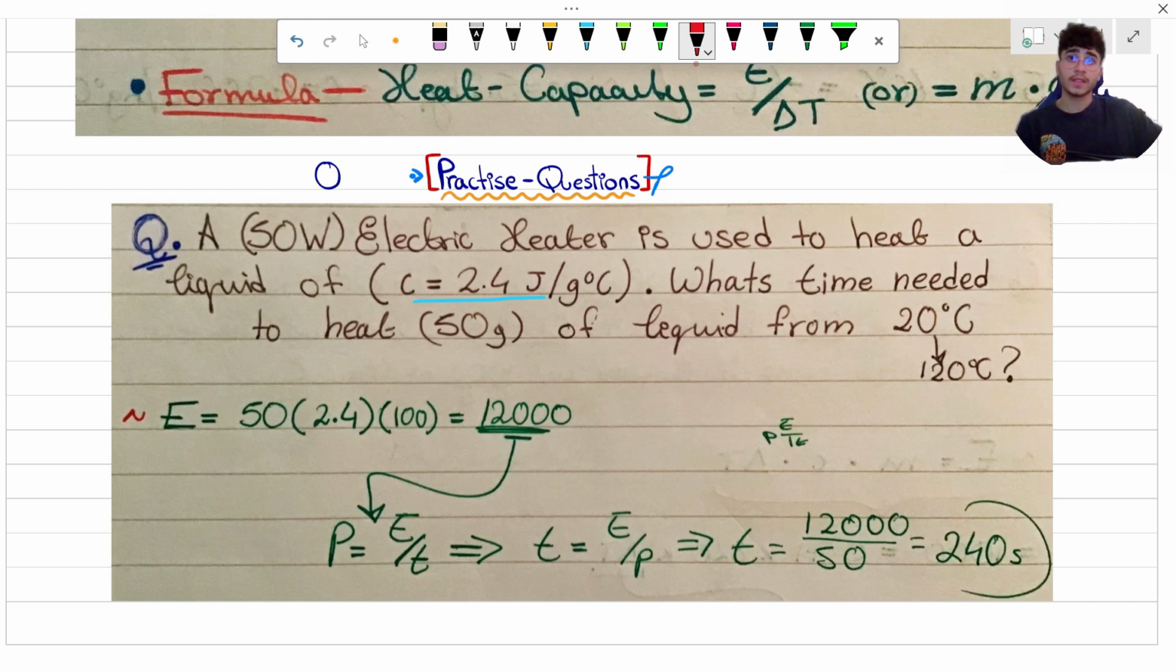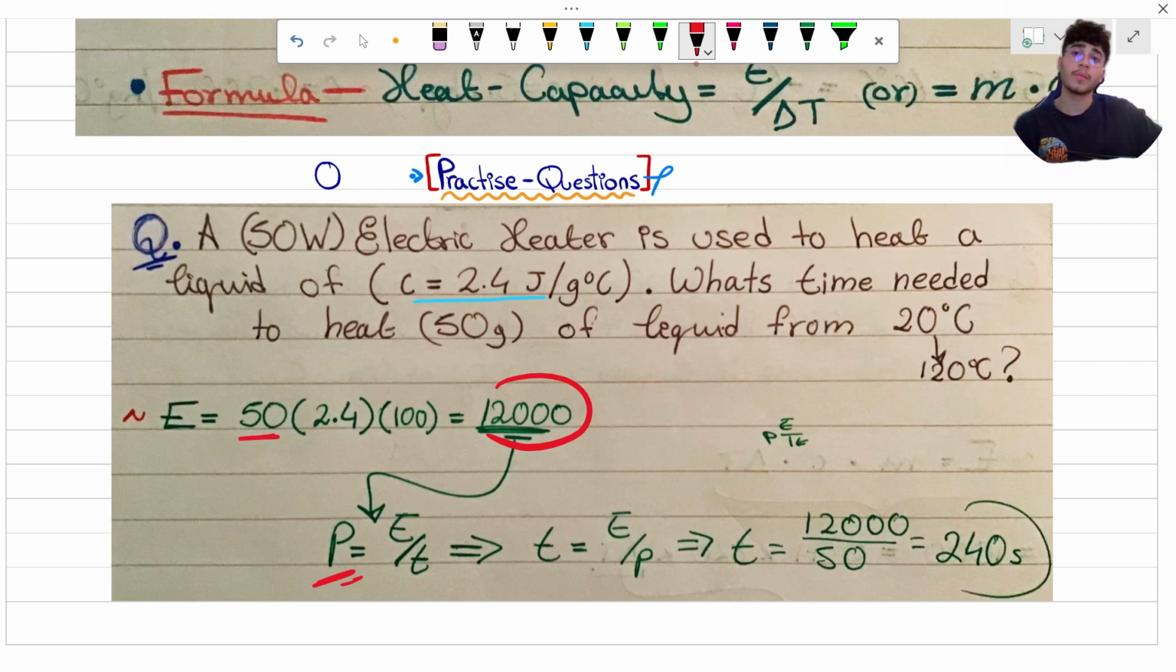We know C is the specific heat capacity. We know the mass. And we know the delta T, change in temperature. So first, we're going to calculate the energy. By the formula, we're going to multiply 50 times 2.4 times 100 to get 1200, okay?